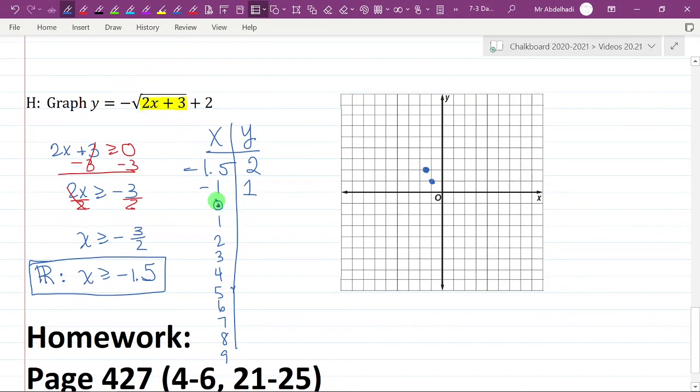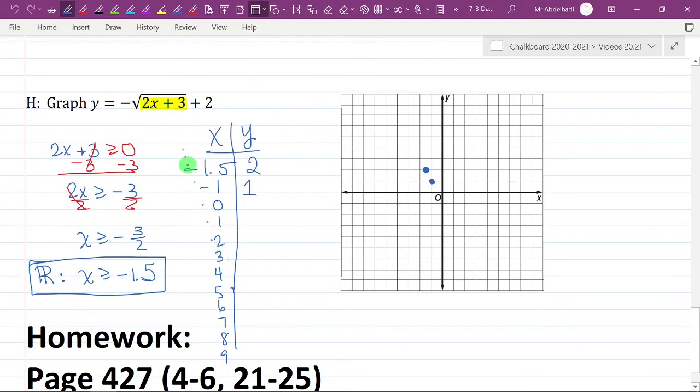Plug in a 0. Well, a 0 here makes the square root of 3. So it's not going to be a whole number. So let's get rid of that. Put in a 1. That's going to make 2 times 1 plus 3 is 5. That's not going to work. Put in a 2. That's going to be a 7. Put in a 3. That's going to be 6 plus 3 is 9. Okay, there you go.